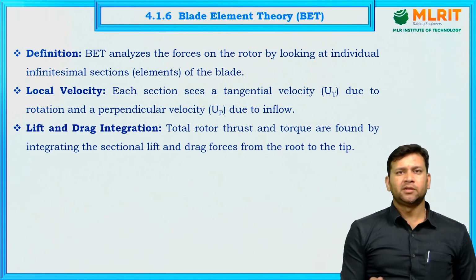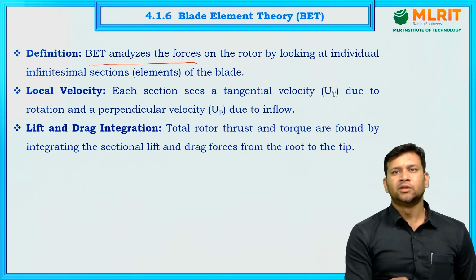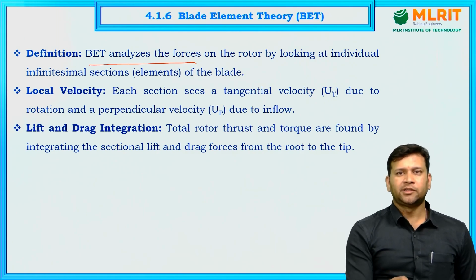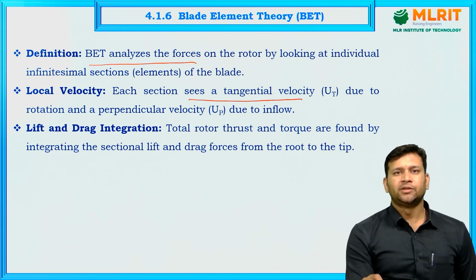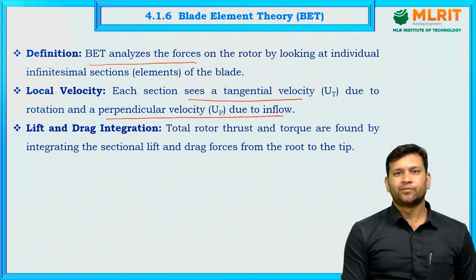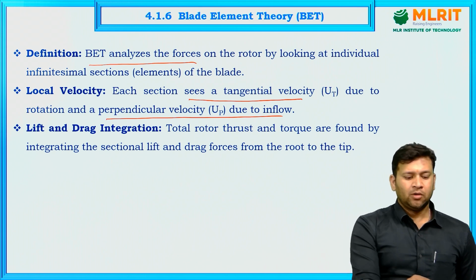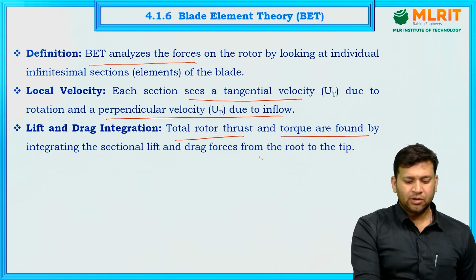Blade element theory. Blade element theory analyzes the forces on the rotor by looking at individual infinitesimal sections of the blade. Each section sees a tangential velocity due to rotation and a perpendicular velocity due to inflow. Total rotor thrust and torque are found by integrating the sectional lift and drag forces from the root to the tip.